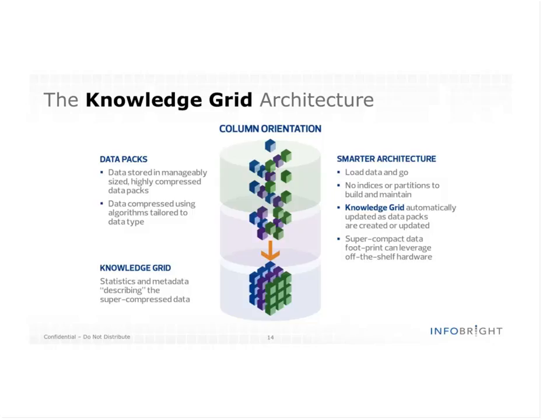Now let's take a closer look at Infobright's unique and patented knowledge grid architecture. This architecture is comprised of the column-oriented store, data packs, and the knowledge grid itself. I'll describe these components in more detail over the next few slides, but I wanted to show you a high-level system view first. The knowledge grid was designed to have the maximum representation of the data in the minimum amount of space. Specifically, the knowledge grid is typically 3 orders of magnitude smaller than the size of the uncompressed data. This compact representation allows the knowledge grid to be maintained completely in memory to improve overall system performance.